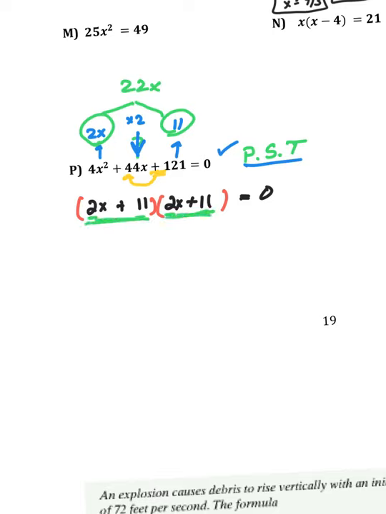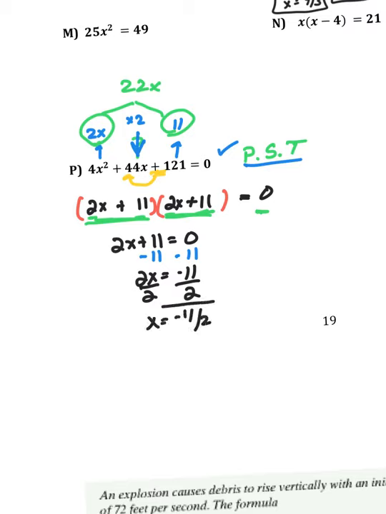Something times something is 0. What is that something? Well, 2x plus 11 equals 0. And I'm going to subtract 11 from both sides. 2x is equal to negative 11. And when I divide by 2, I end up with one solution. x is equal to negative 11 halves. Some of the textbooks will give you a little area to write "repeated" afterwards.